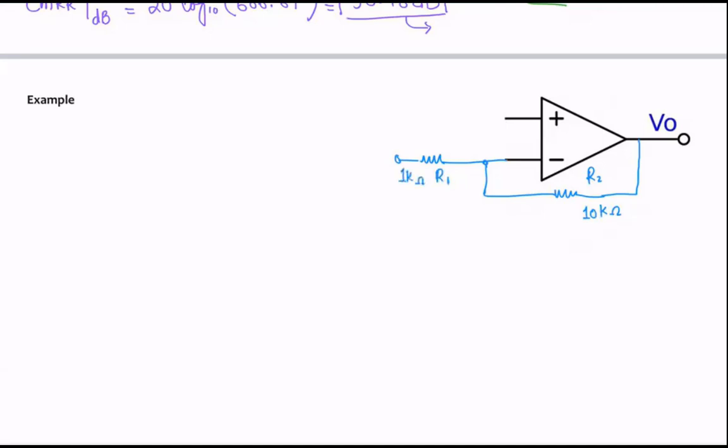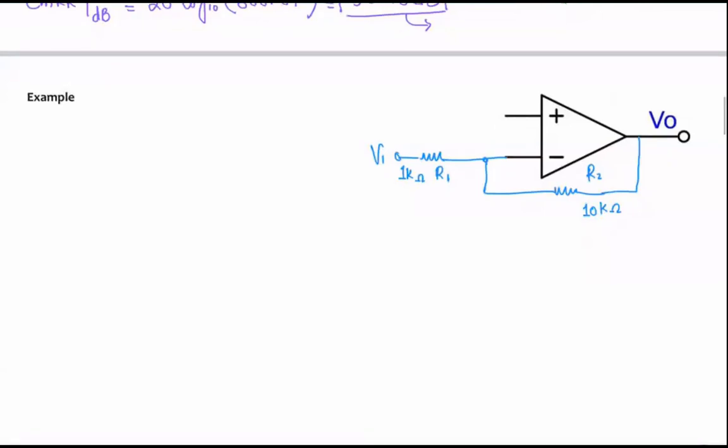I'll say this is my V1, some input signal over here. To the positive terminal, we would have another input signal which is connected to a resistor. And then it's connected to this, and here I have another resistor, and this is a voltage divider configuration, by the way. So this is R2. R2 is 10 kilo ohms. You have R1 here, which is 1 kilo ohm, and then this is V2.